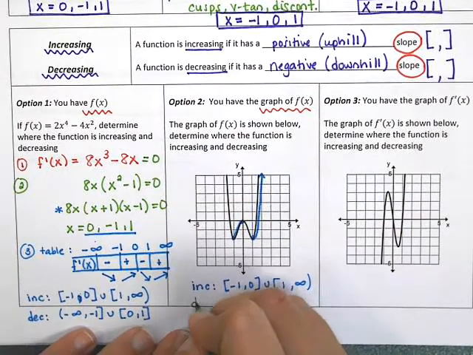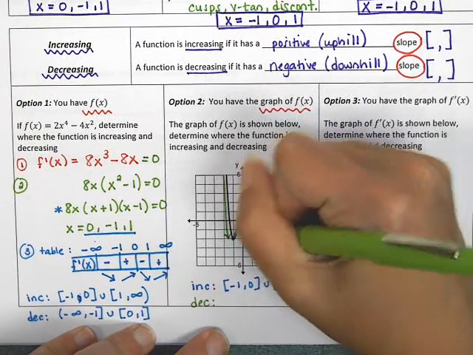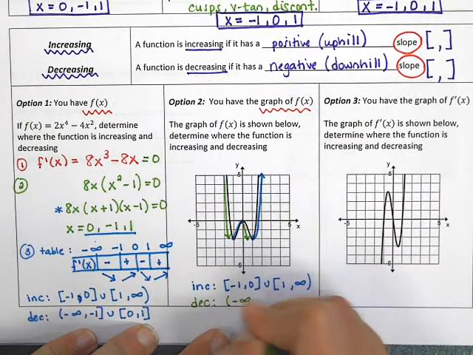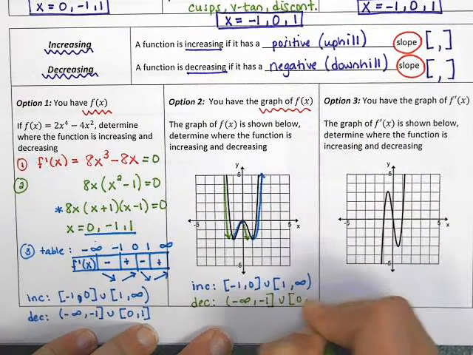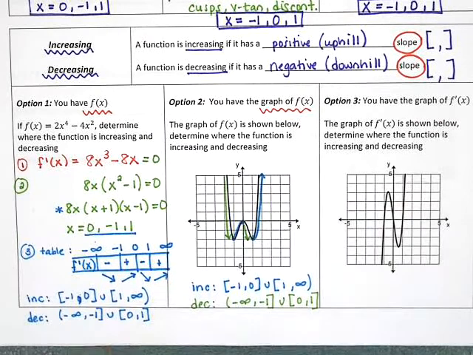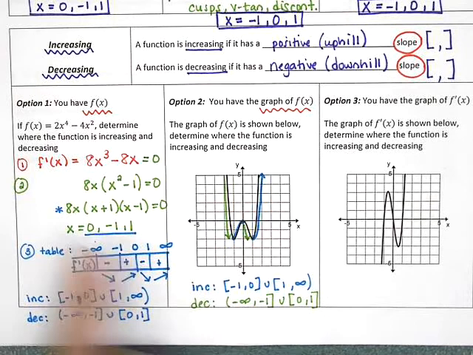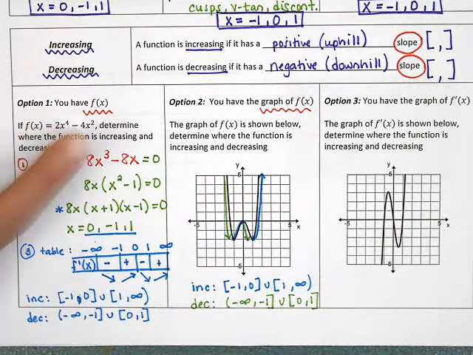For decreasing, I would just look for where my graph is going downhill. So this chunk and this chunk, which means I would say from -infinity to -1, and also from 0 to 1. You'll notice these answers are the same, and that's because this graph is actually the graph of this function, f of x equals 2x to the fourth minus 4x squared.